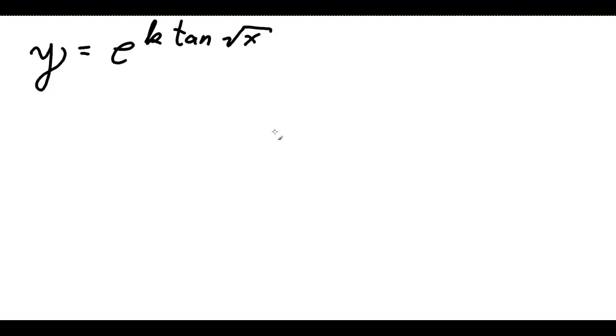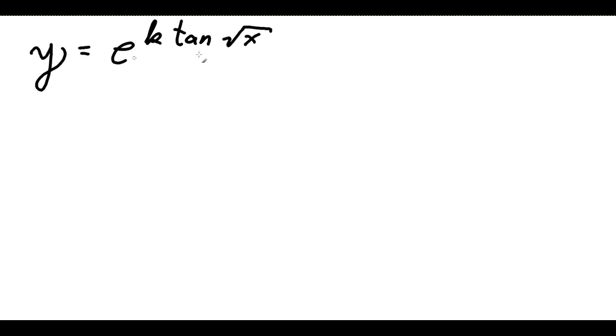Let's consider a slightly more complex example. We have y equals e raised to the power of k times the tangent of the square root of x. And suppose we want to find the derivative of y with respect to x. All right, so again, I'll do this with both bookkeeping methods. First, we'll look at constructing intermediate variables. And then second, we'll just look at the direct sort of unfolding the chain rule.